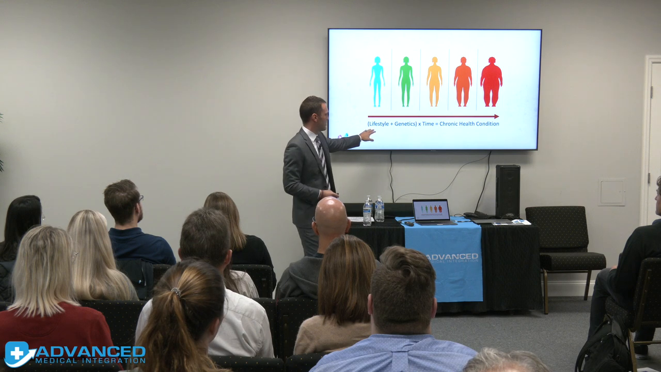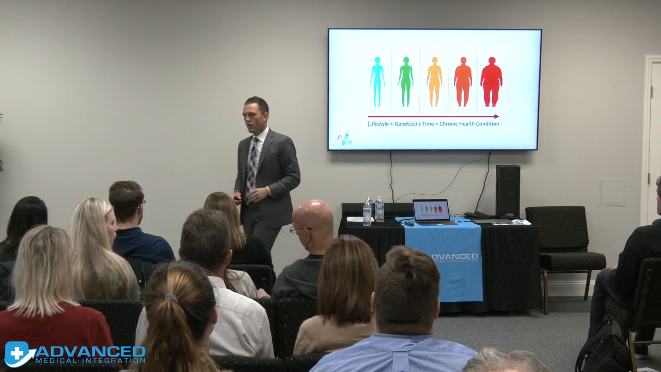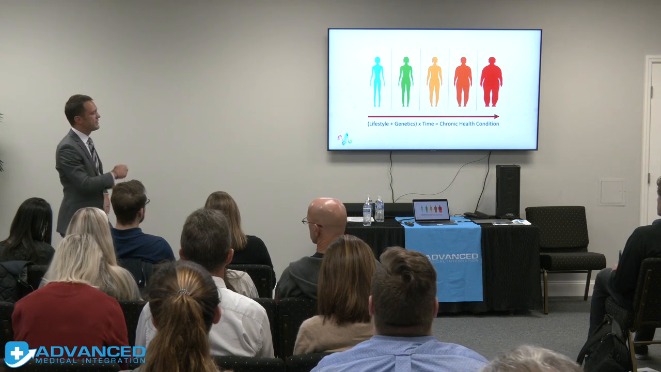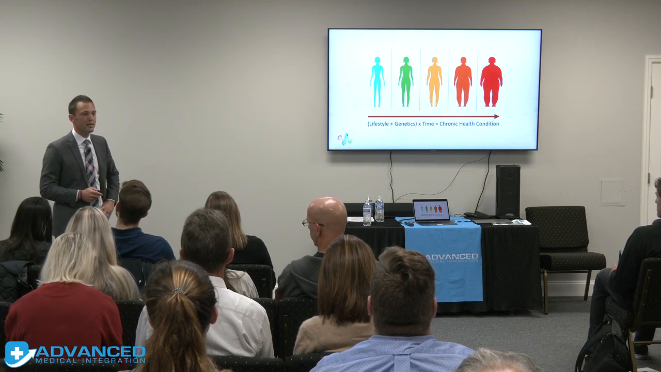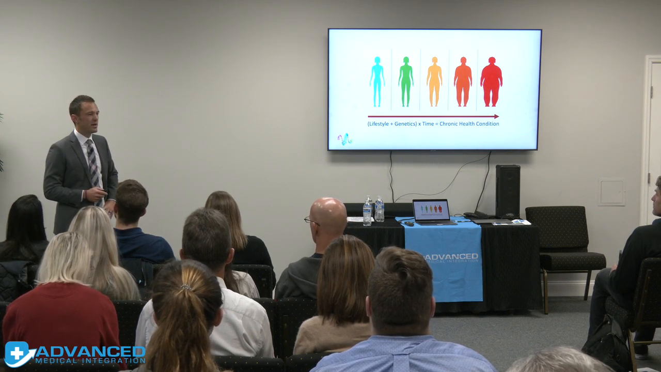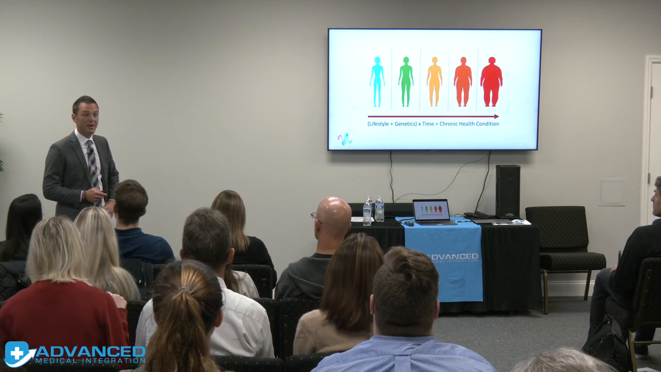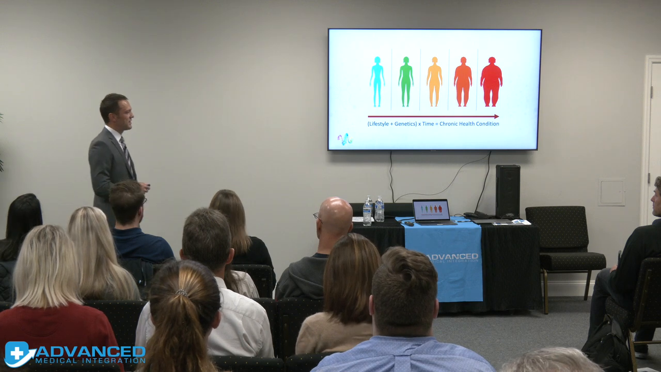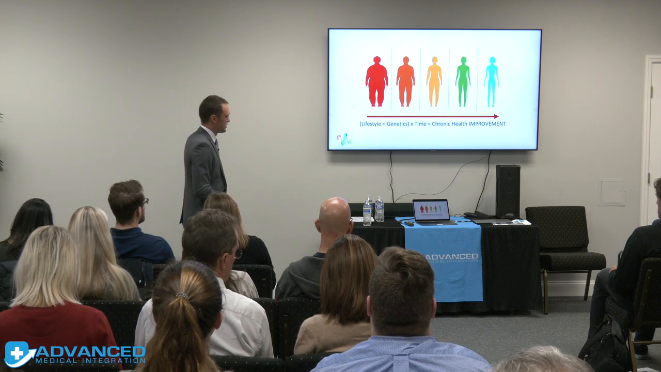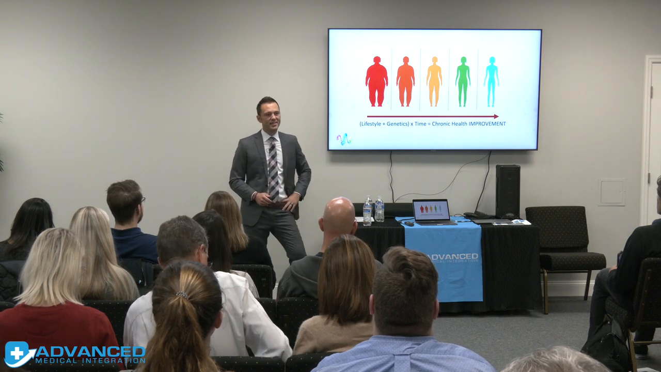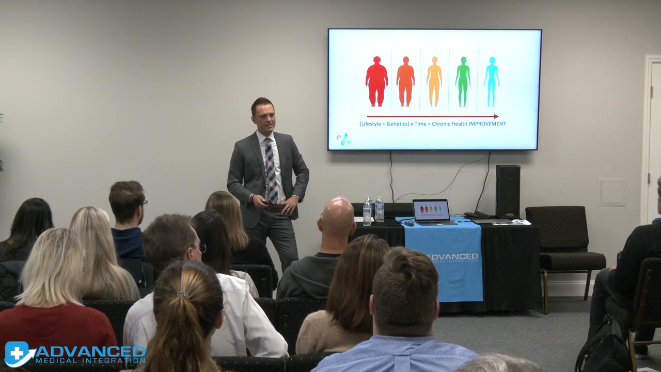So don't ever forget this: lifestyle and genetics over a period of time is going to give you a chronic health outcome. That's the way chronic disease is built, including degenerative changes in your spine, your knees, your hips, your shoulders, your brain. That means this is also true: chronic health improvement is the result of your genetics and lifestyle.